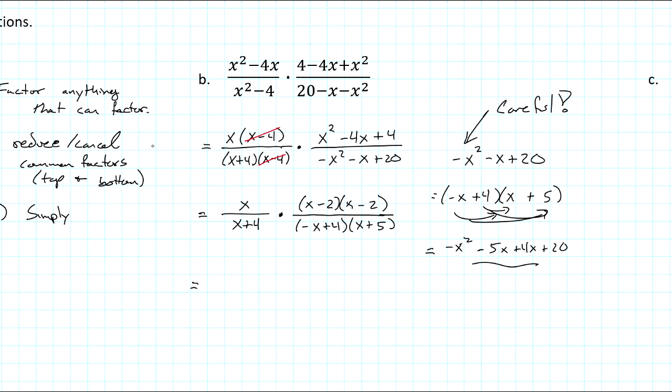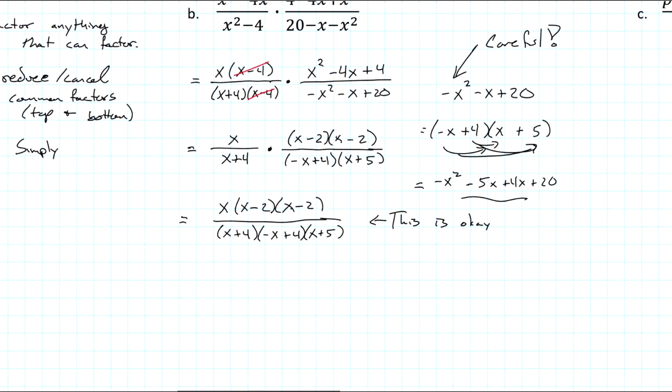So all that we're going to do then is the top is x times x minus 2 times x minus 2. The bottom is x plus 4 times negative x plus 4 times x plus 5. And really we could stop here. This is okay. But we might feel like multiplying all of these out.